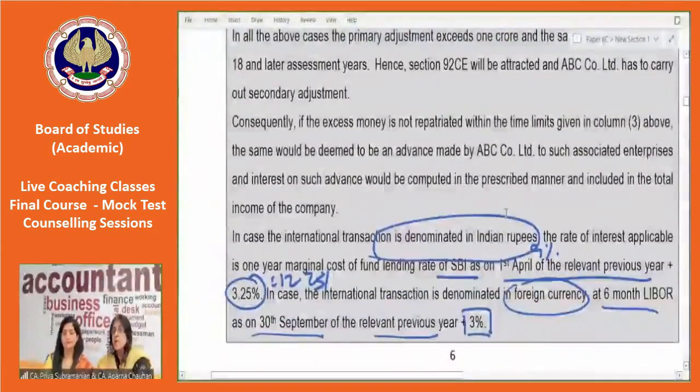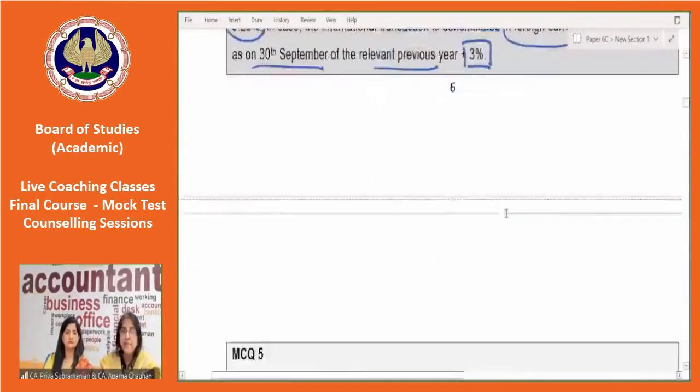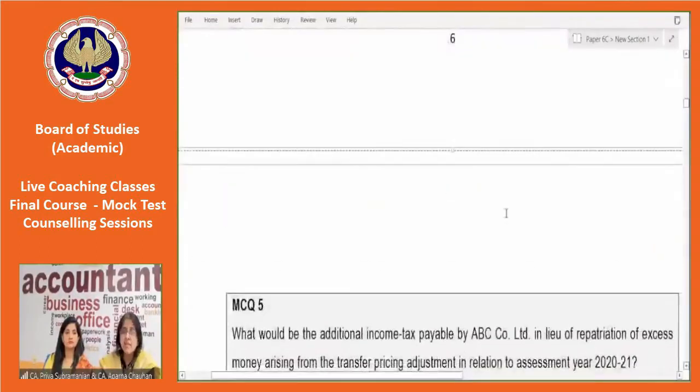30th September 2021, because I'm computing that interest, I'll be adding it for the previous year 21. So which year I'm going to add the interest, that you have to take into consideration. Hope this is clear. It's a relatively simple question. Okay. Now suppose it decides not to repatriate.